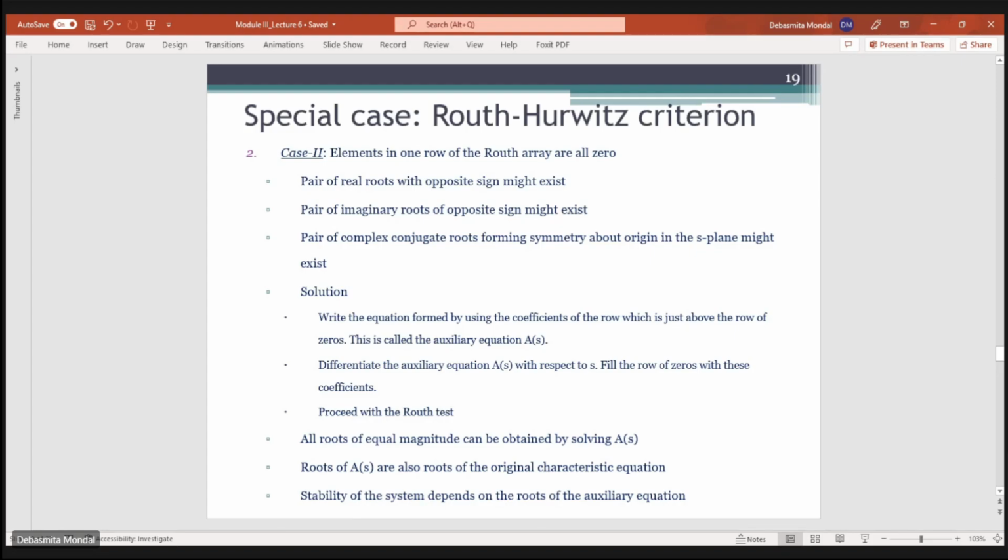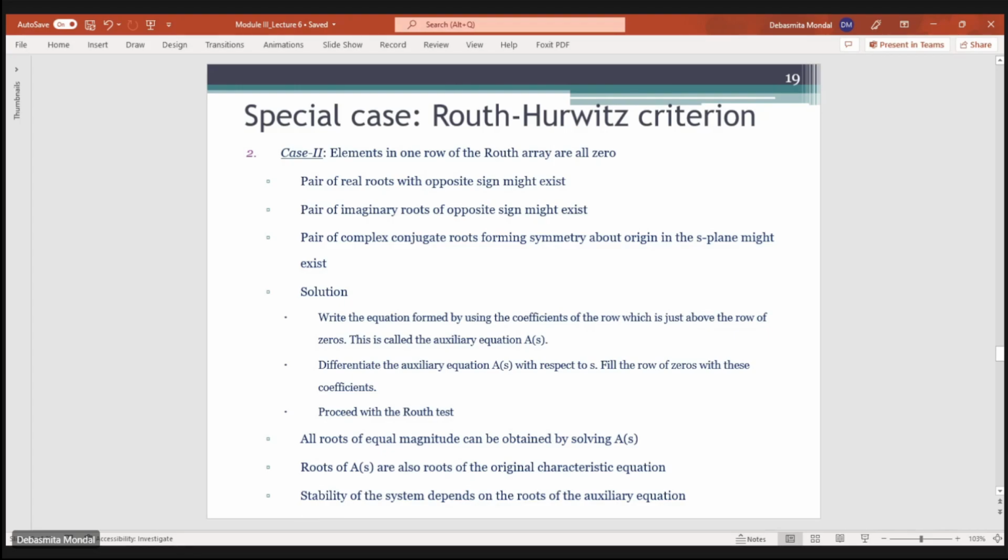In the next step, we write the equation formed using the coefficients of the row just above the row of zeros, and that equation is known as the auxiliary equation. Once you have written the auxiliary equation, you differentiate it with respect to s, and then fill the row of zeros with the coefficients of this differentiated polynomial, and then again proceed with the Routh test.